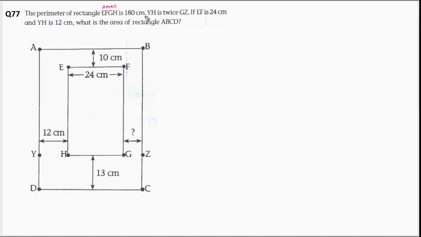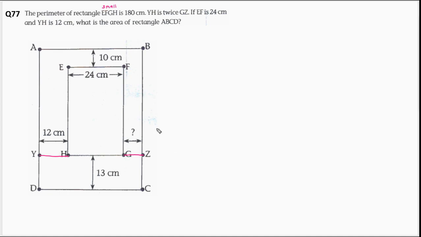That's just for me. Then we're told that YH, so we've noticed that these letters are being used to label points. So YH is twice GZ. Where's GZ? This is GZ. What's that telling us? Well, that if we drew a line between Y and H, that line would be twice as long as the line between G and Z.